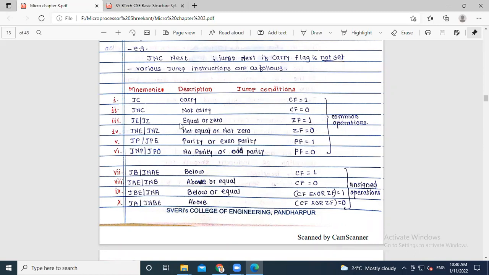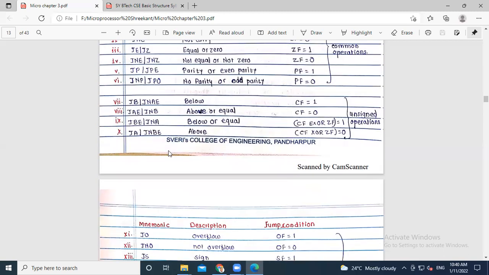And also JB means jump below and AE means above or equal. JBE means again below or equal and above. So these are the below and above four instructions, and with parity, with carry, and odd and even. Again 6 instructions. So totally 10 instructions you have to remember.